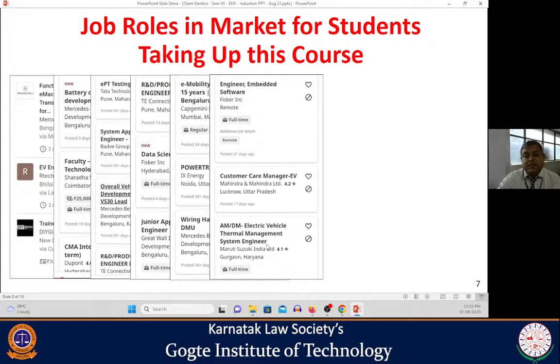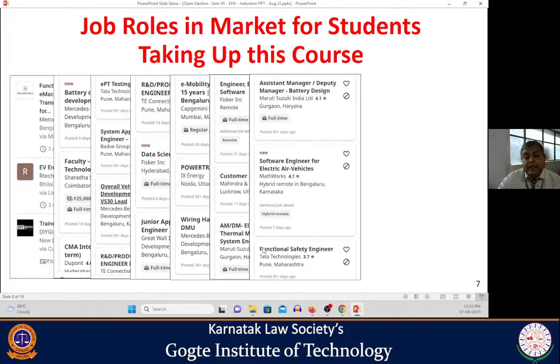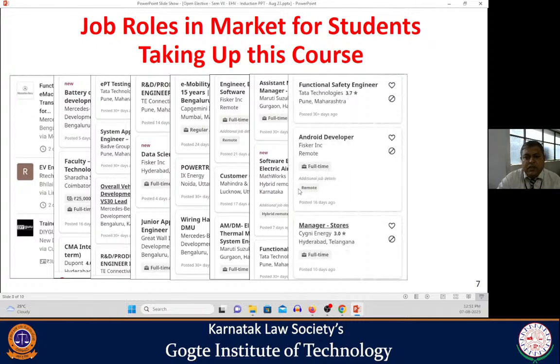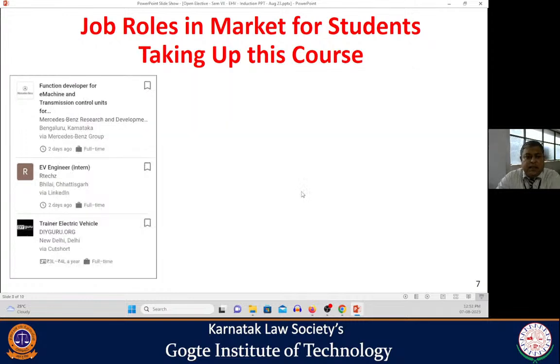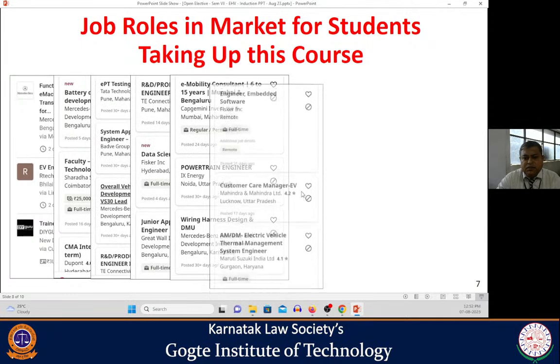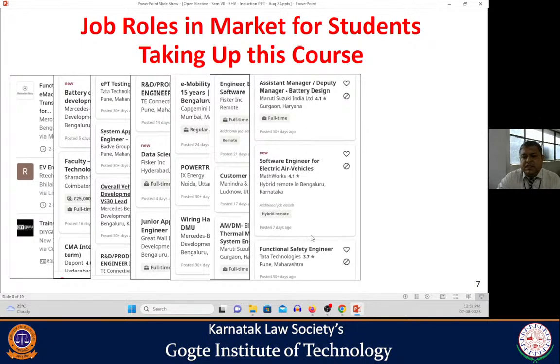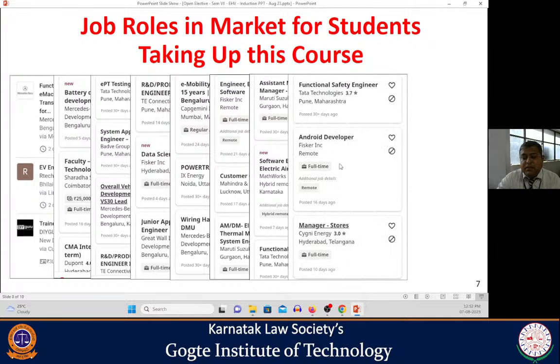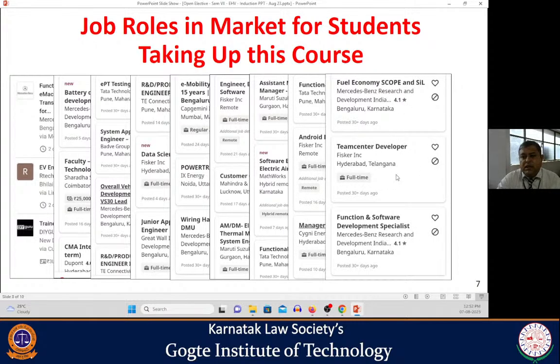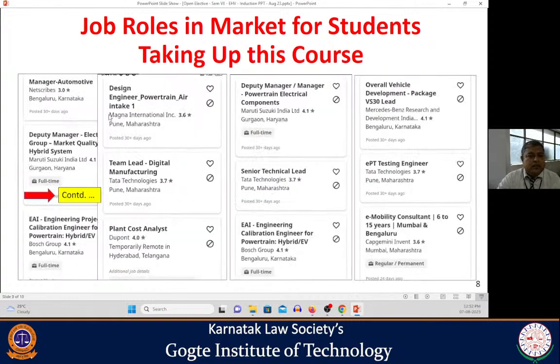Electric vehicle thermal management system engineer is for the mechanical and aero domain. Assistant manager, battery design is for chemical people, or mechanical or electrical can take up this job. Software engineer for electric vehicles. All these different kinds of jobs are there: thermal management, functional safety engineer, Android developer, manager stores, fuel economy, Teamcenter developer, likewise. Some more jobs: team lead, digital manufacturing, plant cost analyst, senior technical lead, calibration engineer. EPT testing engineer and e-mobility consultant are for electrical and electronics people.